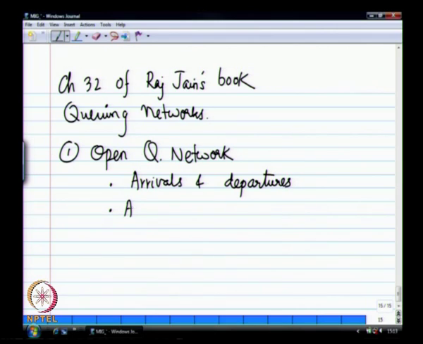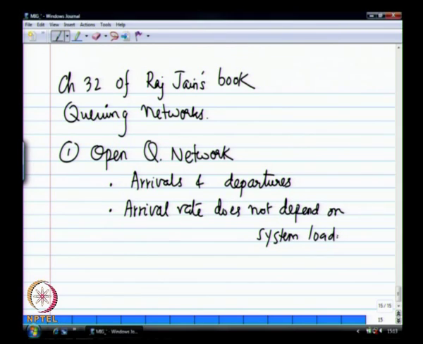And the arrival rate does not depend upon the system load. So the arrival process is independent of the system load. In the other case, the quiz that we saw, the discouraged arrival rate was there, which means that it depends upon the system load and number of customers. In this case assume that it does not depend on that, it is just an independent set of arrivals that keep coming in. And for the sake of convenience we will assume that these are Poisson arrivals with rate lambda.